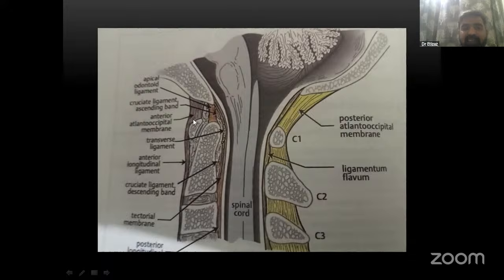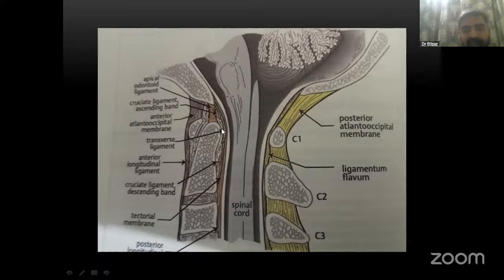At the C1 side, this is the anterior arch of C1, this is the odontoid, and this is C2. At the level of the anterior arch of C1, it gives another membrane that is called the atlanto-occipital membrane. Okay, so one other ligament: this is the odontoid and this is the clivus. From here, it gives another origin of a ligament called the apical odontoid ligament that holds the odontoid in position, in the vertical position actually.